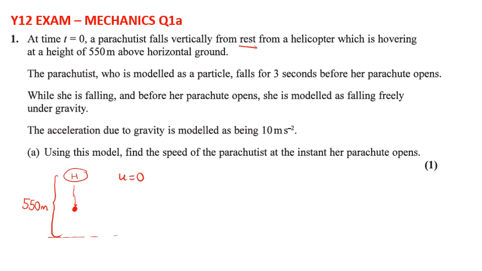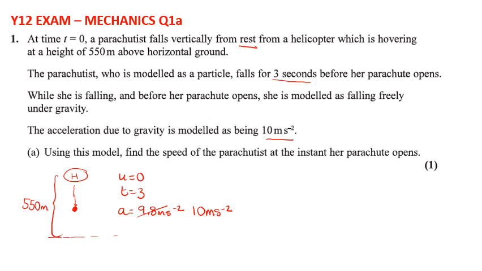Parachutist falls for 3 seconds before the parachute opens, so T equals 3. While she's falling, before the parachute opens, she's free falling under gravity, so A is 9.8 meters per second squared. But then they tell us we want gravity modelled as 10 meters per second squared, so we don't use that. We're going to use what they're asking us to use there, 10 meters per second squared.